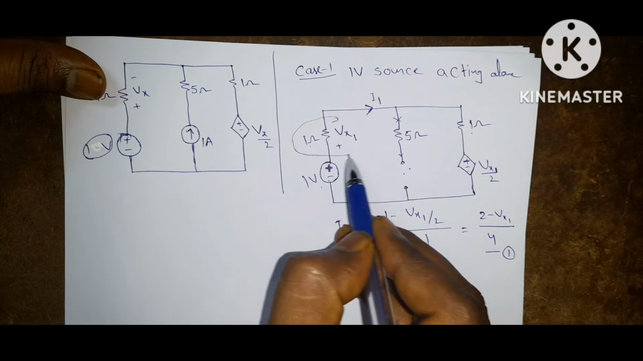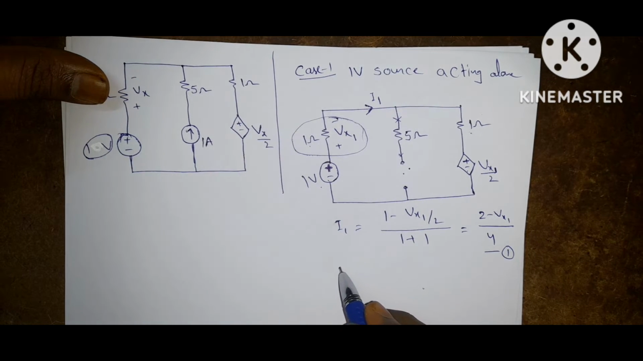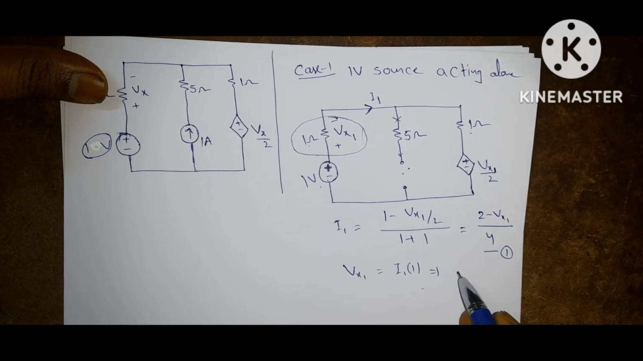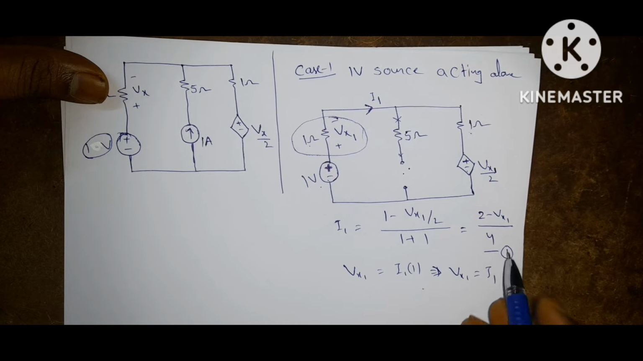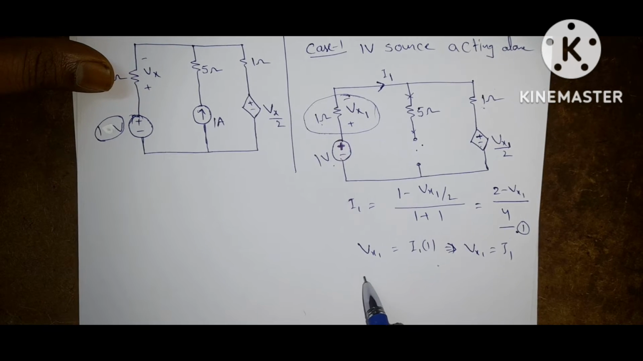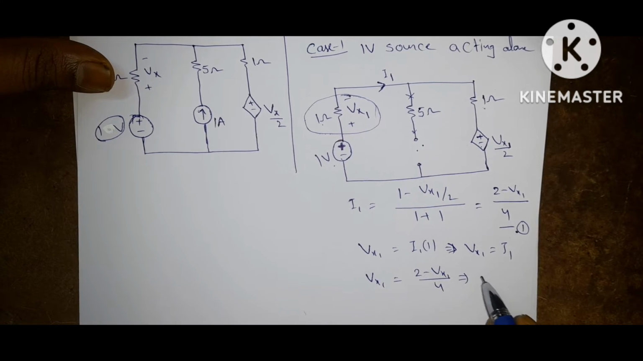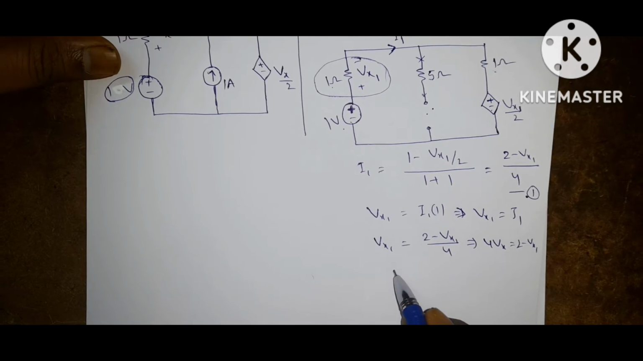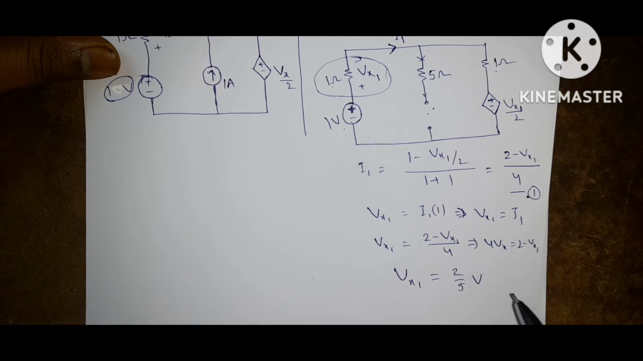From this element, the control variable is present. So what is Vx1 by Ohm's law? Vx1 is equal to I1 into 1. That implies Vx1 is equal to I1. So from equation 1, Vx1 is equal to (2 minus Vx1) by 4. From this, 4 Vx1 is equal to 2 minus Vx1. So Vx1 is equal to 2 by 5 volts.